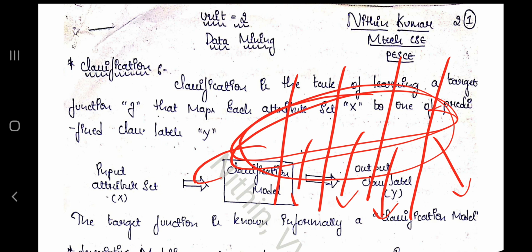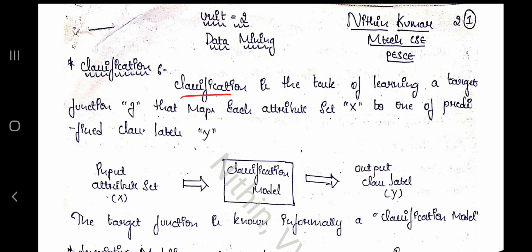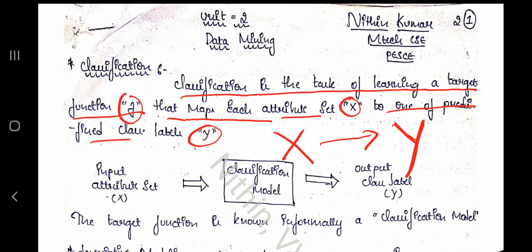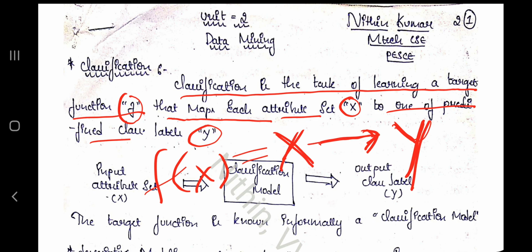What is classification? The definition, the first point you have to write: classification is the task of learning a target function f that maps each attribute set x to one predefined class label y. X maps to y and it is defined as a function. f of x is defined as x that maps to y, that is called classification. What is classification? It is a mapping.